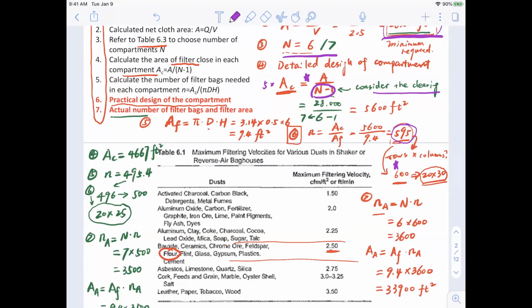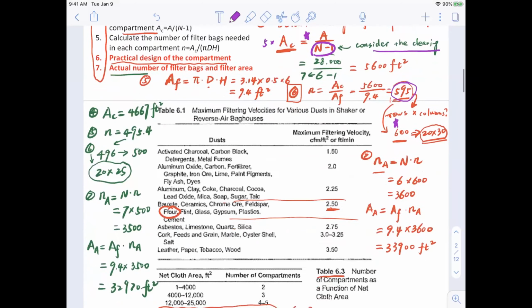Okay. So I hope this process makes it clearer in terms of the baghouse filter design. If you still have questions, do let me know. This is a quite important aspect in terms of the PM control device.